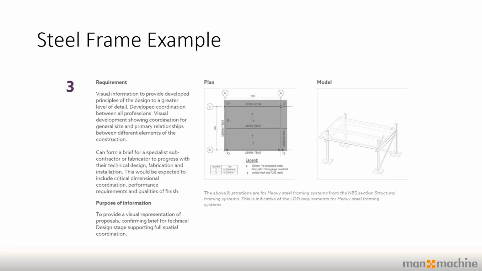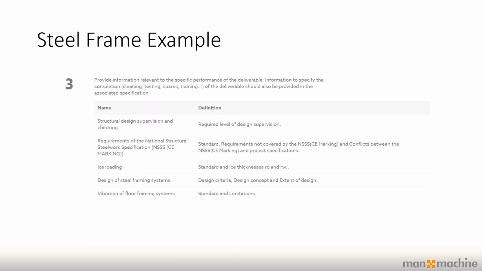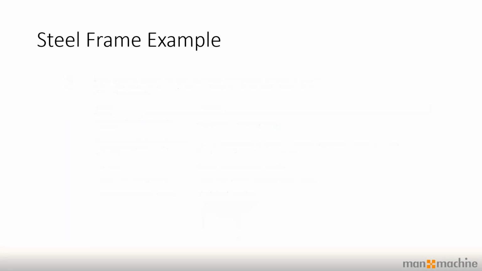At level of detail 3, we then have a 3D model that's attached to that plan. It's a little bit more detailed, yes, but it's still far from being what we would see as detailed from a CAD model's perspective at manufacturers. It's there to provide a visual representation for confirming technical design stage and to be able to support spatial coordination. When you're at LOD3, you also have a number of properties, LOI, level of information, that you need to attach to that steel frame. That then builds.